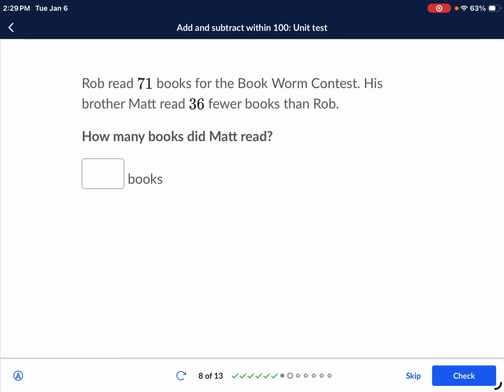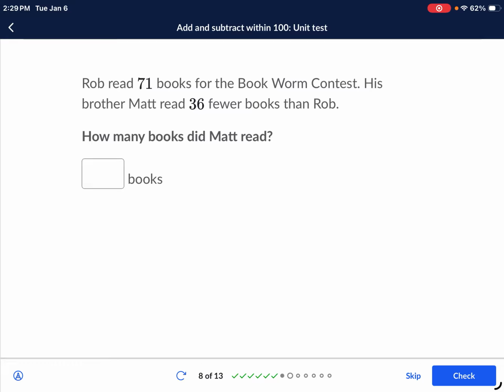Rob read 74 books. No, 71. Rob read 71 books for the bookworm contest. His brother Matt read 36 fewer books than Rob. How many books did Matt read?